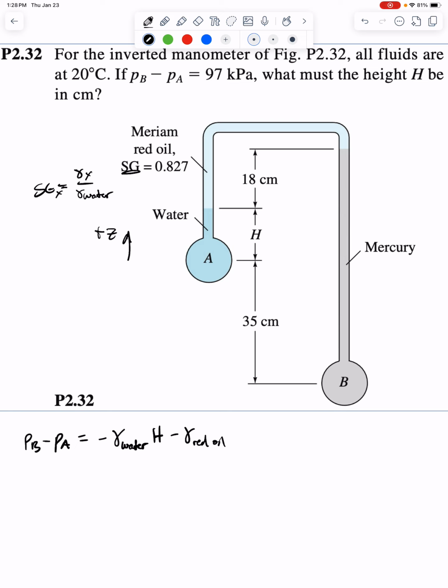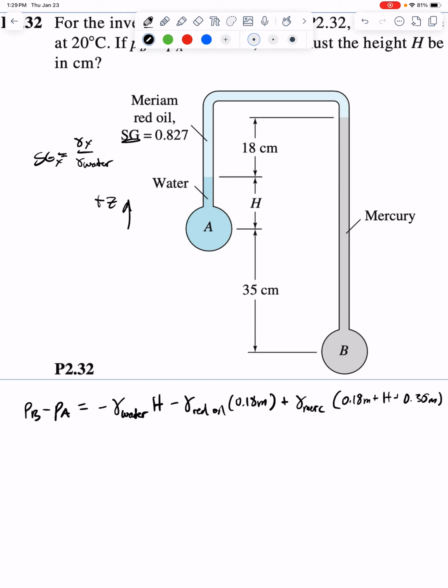Okay. And I move through it 8 centimeters. I travel across, so pressure within the same horizontal line is constant, so I don't have to worry about that. Then I move downwards through the mercury. Moving downwards through the mercury means I see an increase in pressure. Therefore, it's positive: plus specific weight of mercury times 18 centimeters plus H plus 35 centimeters. And this is all equal to the pressure difference that we know.